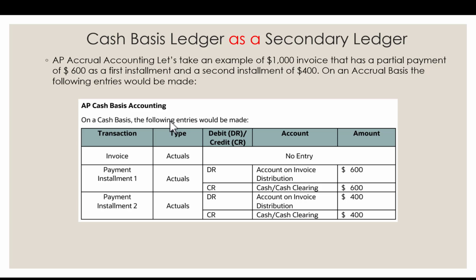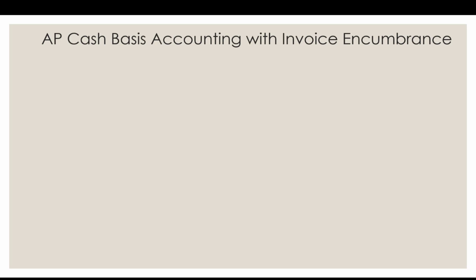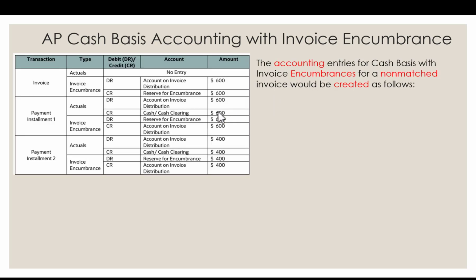The accounting entries for cash basis with invoice encumbrance for a non-matched invoice would be created as follows. Here, for non-matched, actuals: no entries; invoice encumbrance: debit, credit. For the payment, actuals will be debited the account on invoice, credit cash or cash clearing; debit reserve for encumbrance, credit account on invoice distribution. The same for payment installment 2. This is for non-matched.